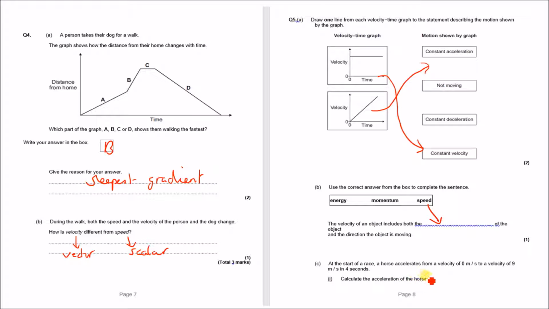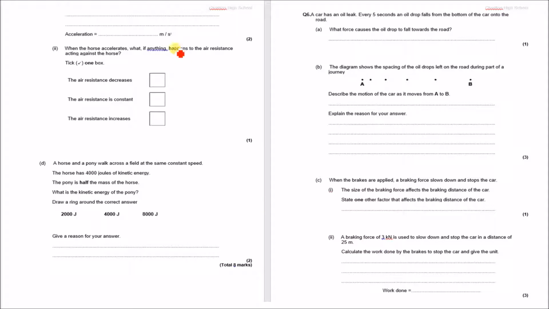At the start of a race, a horse accelerates from 0 to 9 meters per second in 4 seconds. Calculate the acceleration. Well, again, that equation is a equals v minus u divided by t. The initial velocity is 0, which is u, and the end velocity is 9. 9 minus 0 divided by the time taken, which was 4, is going to give us 2.25 meters per second squared.